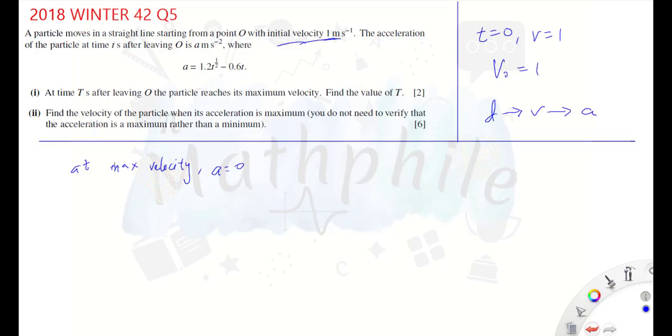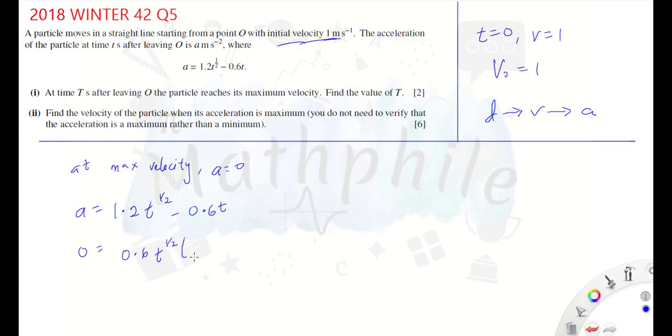With that I can just do my substitution and solve. A is equal to 1.2 t raised to the power 1 over 2 minus 0.6 t. I can factor out t to the power 1 over 2, so 0 is equal to t raised to the power 1 over 2. I can even factor out 0.6.